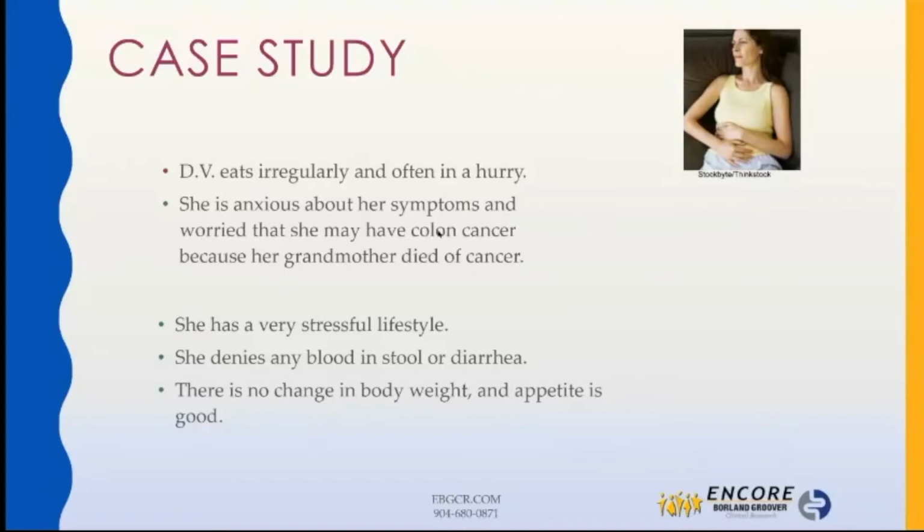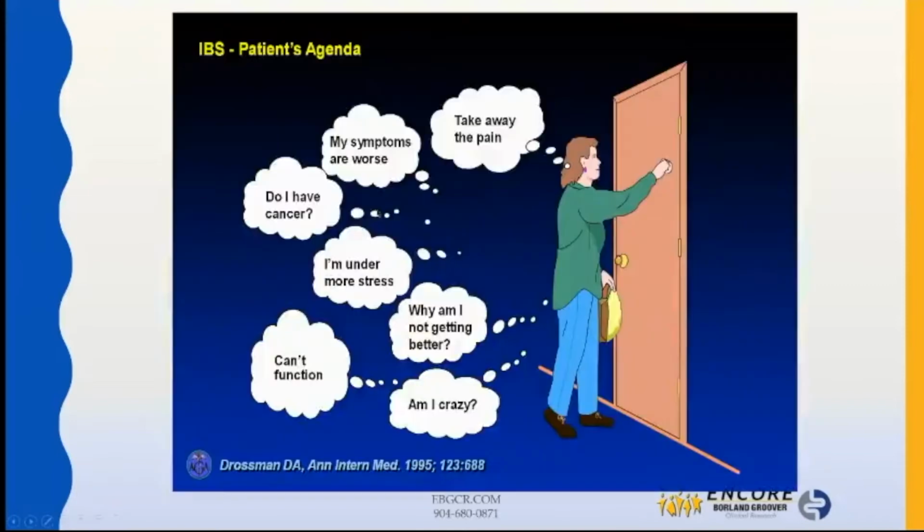So going back to our patient, she eats irregularly and often in a hurry. She's anxious about her symptoms and worried that maybe she's having more than just irritable bowel syndrome, especially because her grandma had cancer. She's wondering if she might have colon cancer. Very stressful lifestyle. However, on questioning, she denies any blood in the stool or diarrhea, mainly she's constipated, and no change in body weight. She's not losing weight, and she indicates she's eating well.